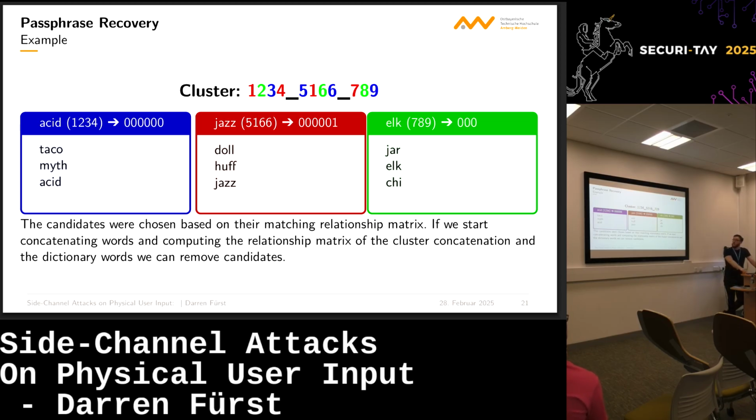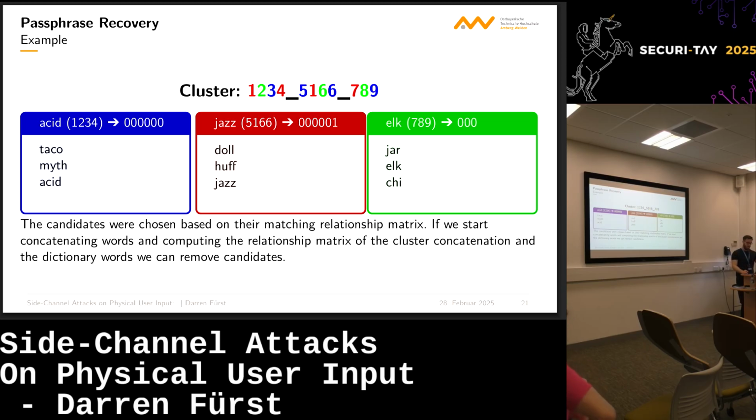So 1, 2, 3, 4 might be a word. Then we have a space. Then 5, 1, 6, 6 might be a word. And then 7, 8, 9. These are just the cluster assignments, and then we can use this to do the relationship encoding. So for the first word, which was acid here, you would have all zeros because they have no similar letters.